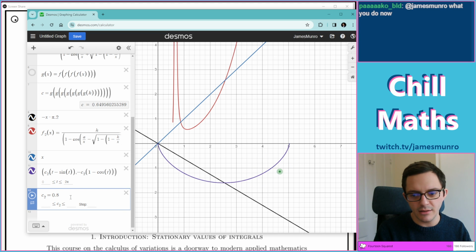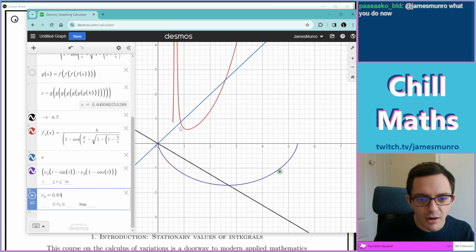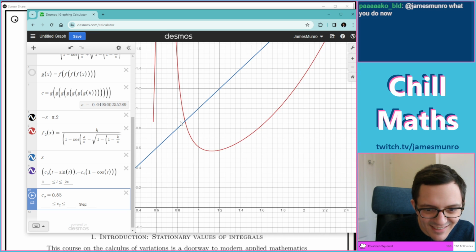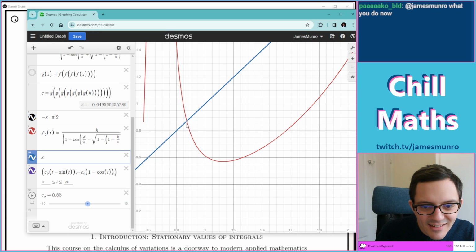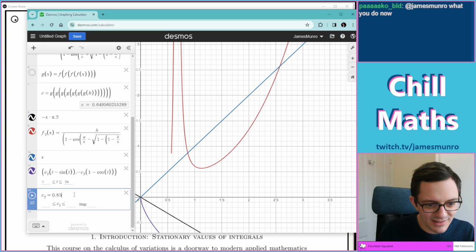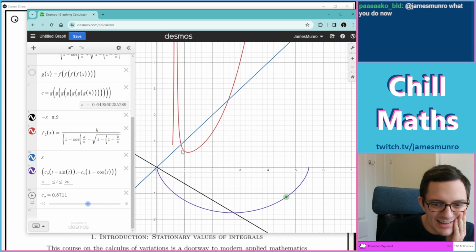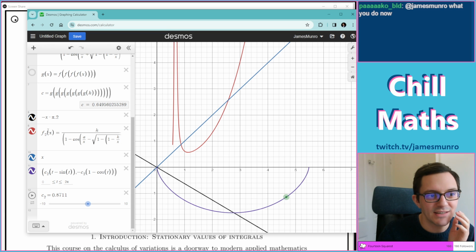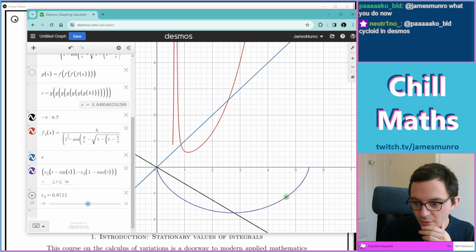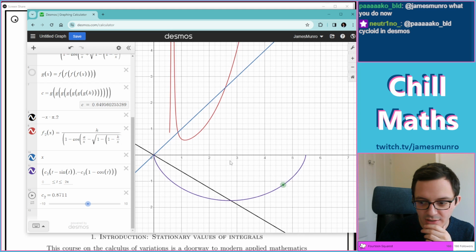No, 0.8? 0.85? Oh, is this route over here? What is that? Thank you, Desmos. 8711. Okay, so I've got to believe in the process, right? If I can find that route in this other case, then we're good. What am I going to do now?